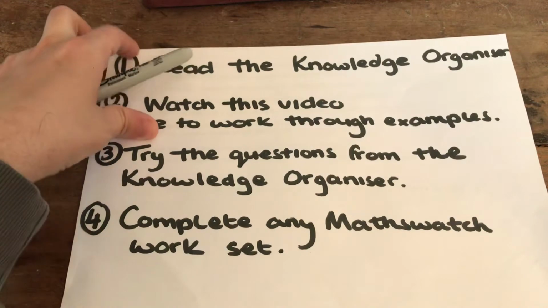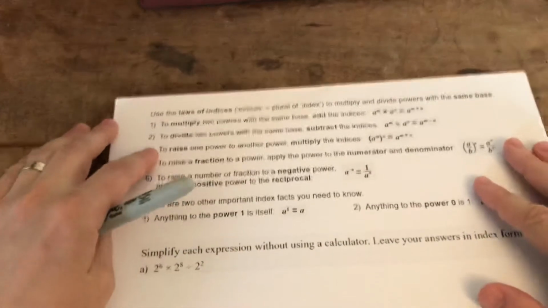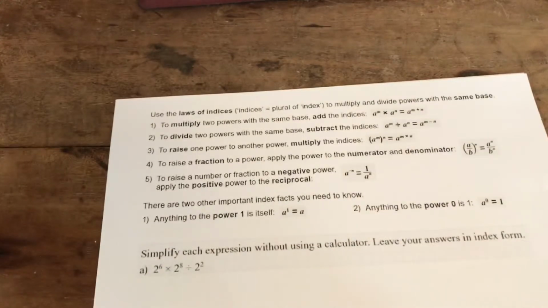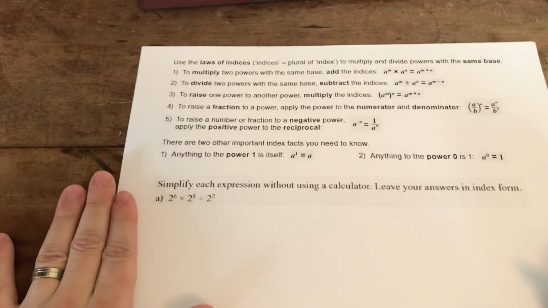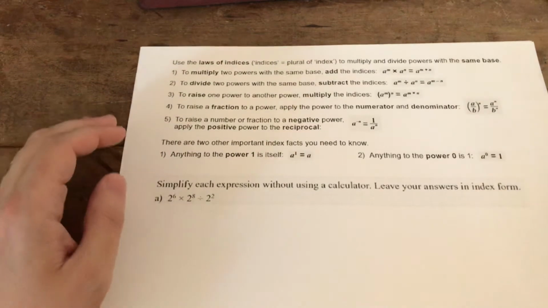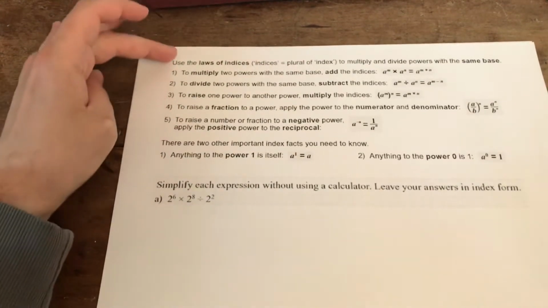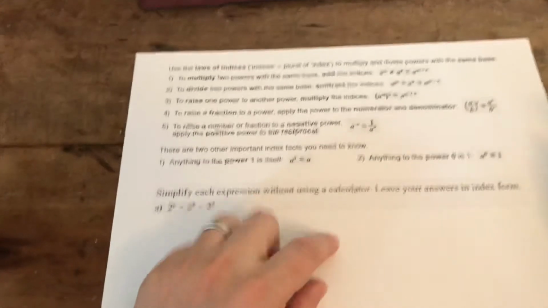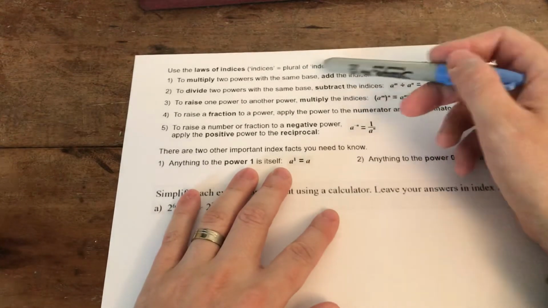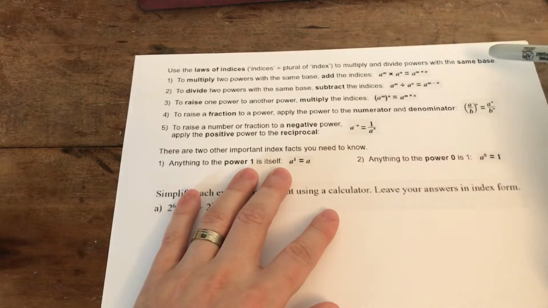So what we are going to look at doing today is using these rules for indices. Now this is split over two Knowledge Organisers. I'm going to focus on the top three today. So it says, use the laws of indices. Indices is the plural word of index, to multiply and divide powers with the same base.